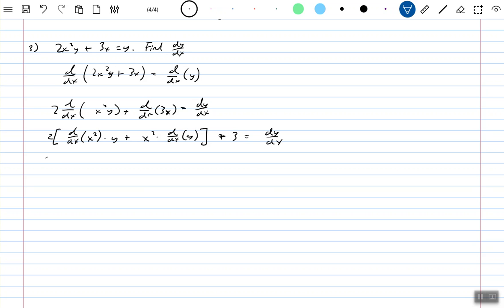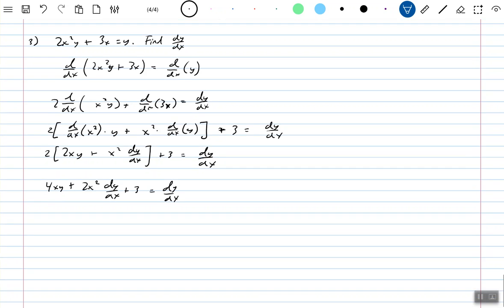And then we get 2 times, now what's the derivative of x squared? Well, that's just 2x, and we're multiplying that by y, plus x squared times the derivative with respect to x of y. Well, that's just dy over dx, plus 3 is equal to dy over dx. Now here, we can simplify this into 4xy plus 2x squared dy over dx plus 3 is equal to dy over dx. Now we just have to solve for dy/dx.